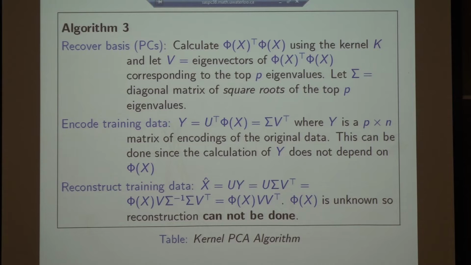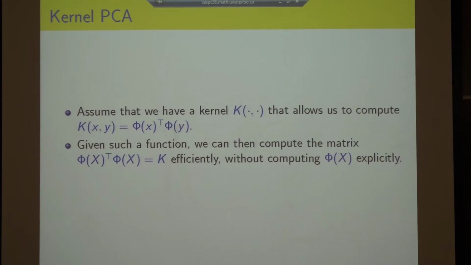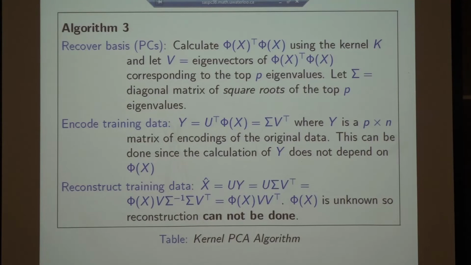So I can't do reconstruction in kernel PCA. If I do kernel PCA, I can map points in lower dimensional space, but I can't map them back. I cannot reconstruct them, because the reconstruction depends on phi of x. To do reconstruction, I need phi of x V transpose. But I don't have phi of x. We never explicitly computed phi of x.